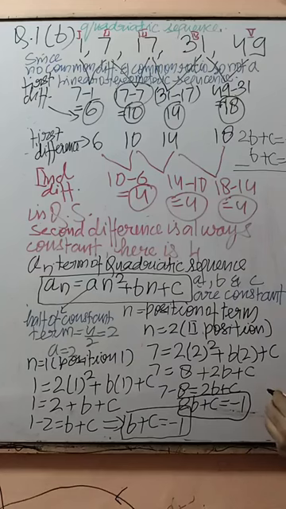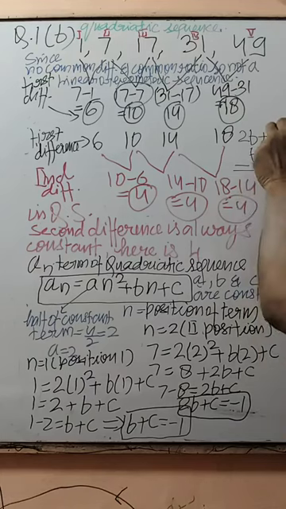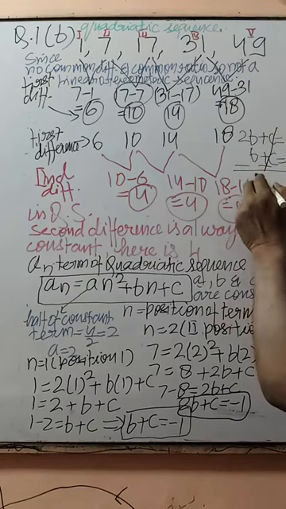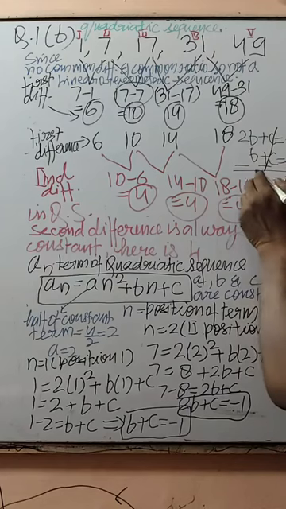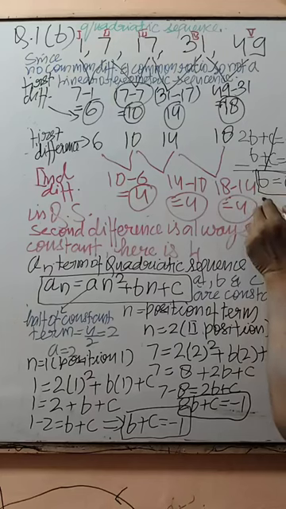Subtracting, minus, minus, plus. This is cancelled out. This is B is equal to 0. So B is equal to 0 we have. Now we have B plus C, B plus C is equal to minus 1.